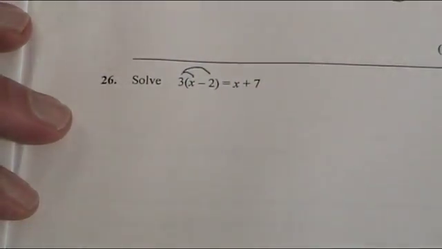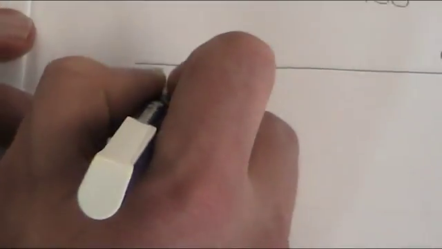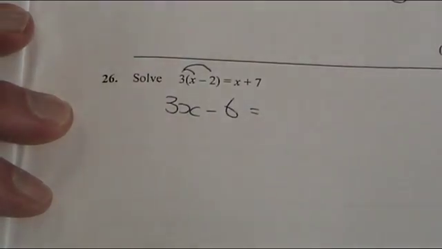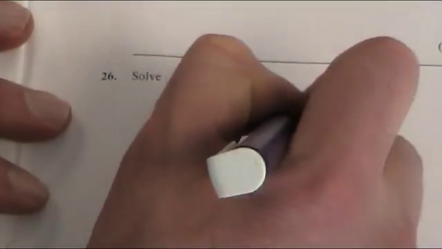I like to draw the lines just to help me remember what I'm doing, and I'm going to multiply along those lines. So 3 times x is 3x, 3 times a negative 2 is negative 6, and on the right hand side we've got nothing to do apart from rewrite it.